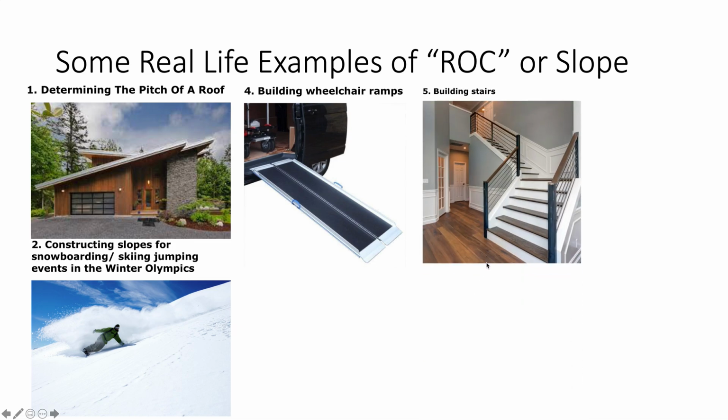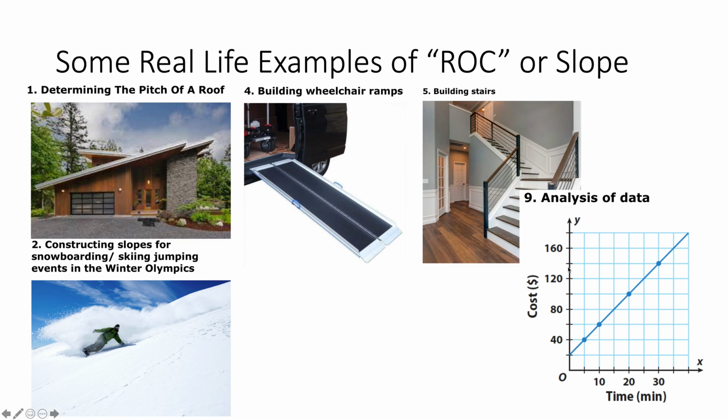Another example is stairs in a house, right? You don't want that rate of change changing. Then the stairs, you might trip on them. And last but not least is when you analyze data and you put the data on a graph. You might need to know what the rate of change is. So all of those situations and all of those circumstances are times and places where rate of change becomes a big issue.